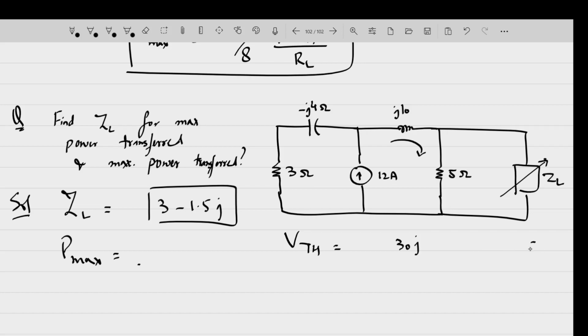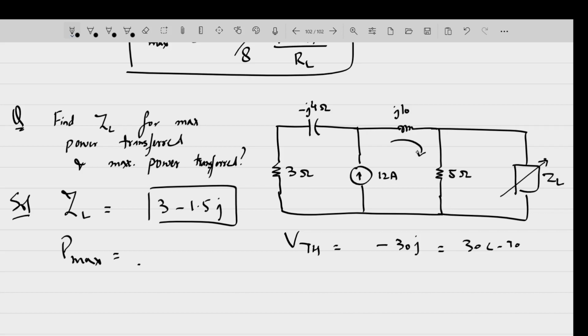Minus 30J is the answer. Yes, sir. Now this came out as minus 30J. Sir, 30 minus 30.